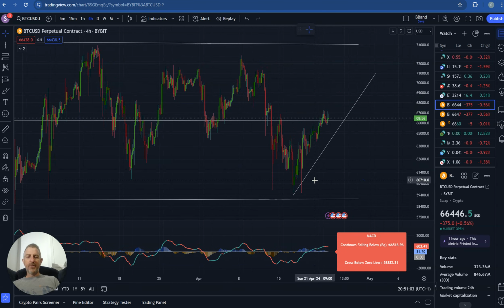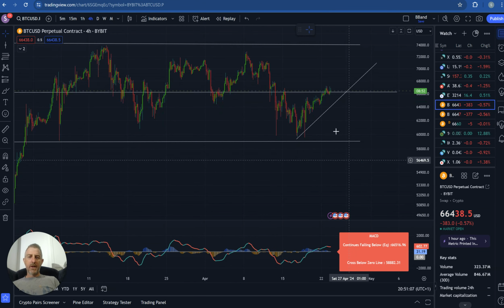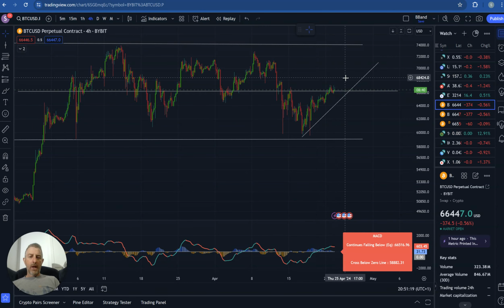And indeed, Bitcoin has been hovering around the midpoint now for, what, a day or something? Since yesterday evening. Well, no, since Monday afternoon, really. So over a day now. And it hasn't broken above, it hasn't broken below.